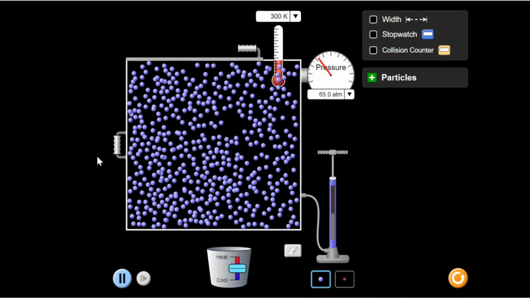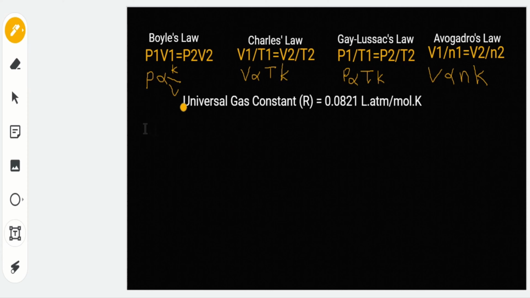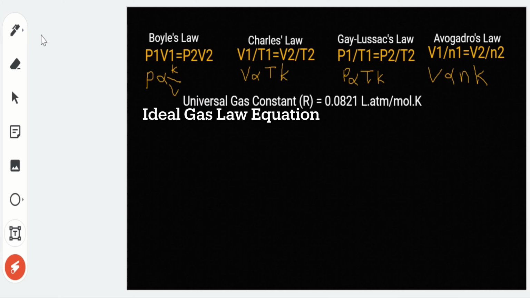So again, we can actually use any of the relationships that we have here so that we can derive the ideal gas law equation. If you still remember, let's use this one here. We have pressure directly proportional to a constant, which for Boyle's law is temperature and amount of gas, but inversely proportional to the volume of a gas.